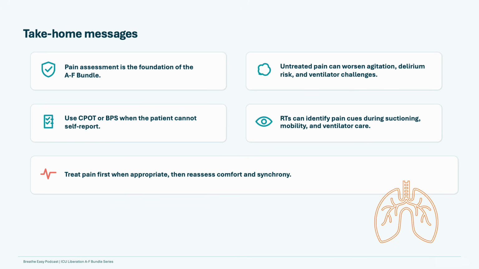So let's bring it home with 5 things I want stuck in your head after today. 1, pain assessment is the foundation of the entire A through F bundle. 2, untreated pain makes everything worse. Agitation, delirium risk, ventilator battles. And 3, when your patient cannot self-report, reach for CPOT or BPS. 4, we, the respiratory therapists, are perfectly positioned to catch pain cues during suctioning, mobility, and ventilator care. And 5, when it is appropriate, treat the pain first. Then reassess comfort and synchrony. Assess, prevent, and manage. That is A.